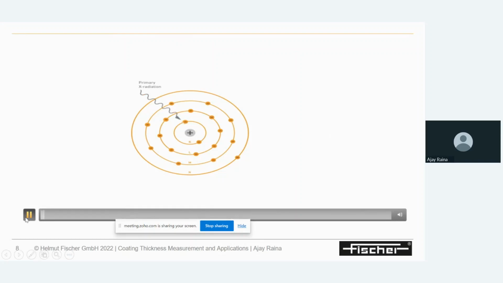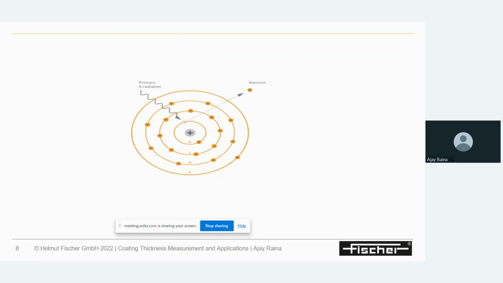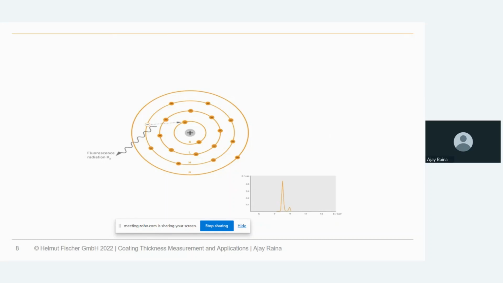So when we bombard the sample with X-ray radiation, it gets excited and the electron comes out. From the outer shell, the L shell or M shell, the electron having higher energy comes inside to the lower energy shell. Coming from the higher shell to the lower shell, it has to release this energy, and that energy is measured with the help of the detector. The detector gives the information about the composition analysis, what exactly the material is.